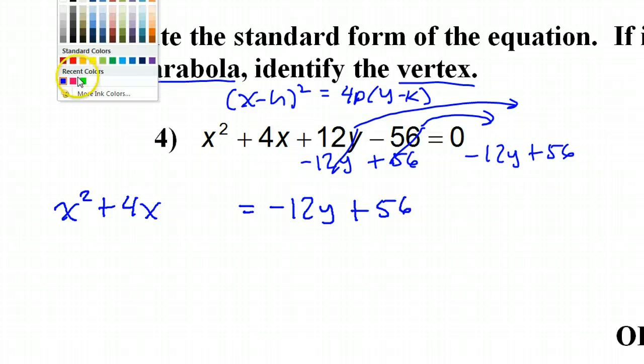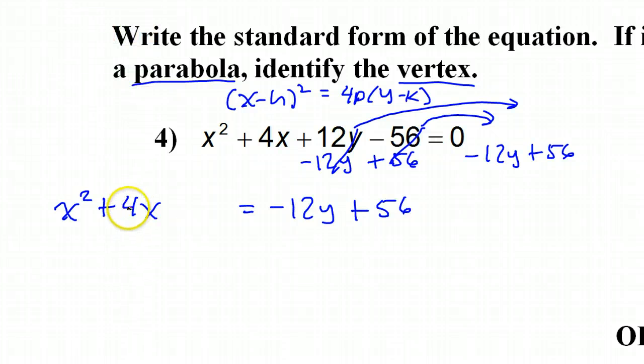Now, time to complete the square. So half the middle squared. Half of this is 2. 2 squared is 4. Okay, do not forget to add that 4 to both sides. Common mistake will mess you up if you don't add the 4 to both sides.